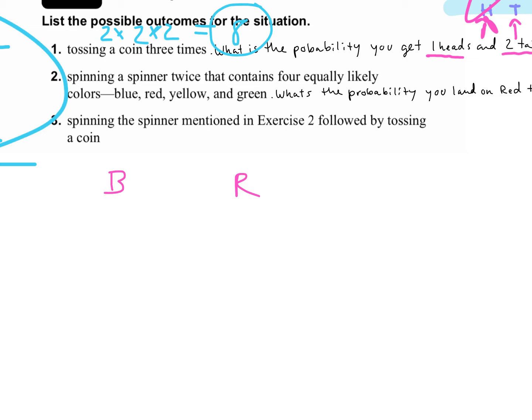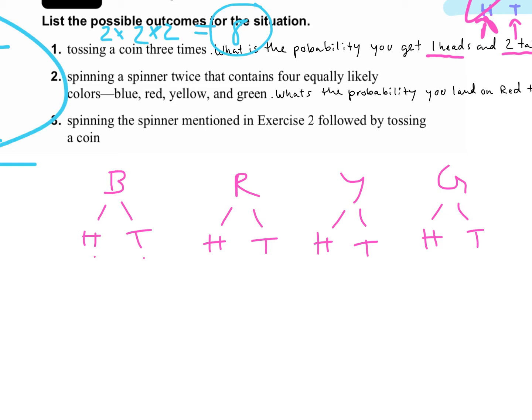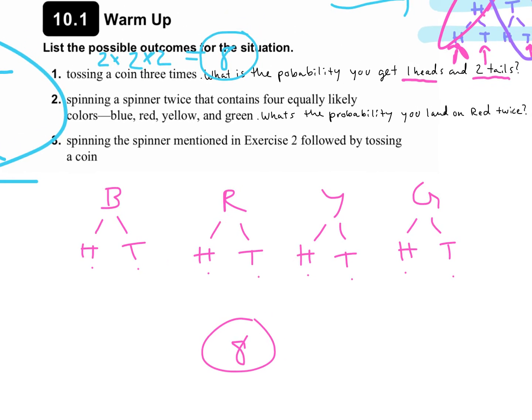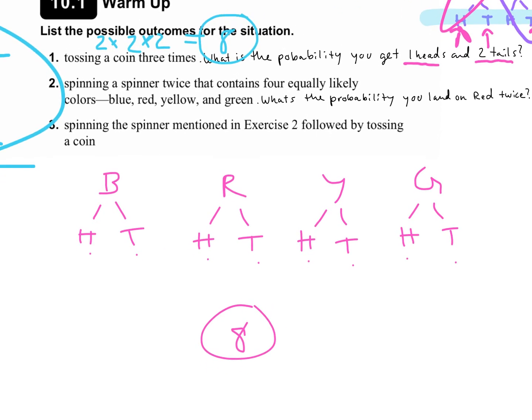We have blue, red, yellow, green as possible outcomes, and then we toss a coin. So 2 possible outcomes for each toss. We could have heads or tails, heads or tails, heads or tails, heads or tails. So counting all of our possible outcomes, we have 1, 2, 3, 4, 5, 6, 7, 8. 8 possible outcomes. And that's just what this question asks. No probability here.